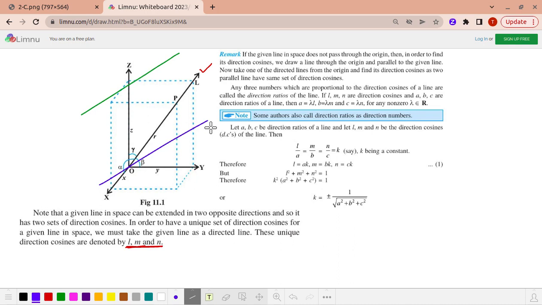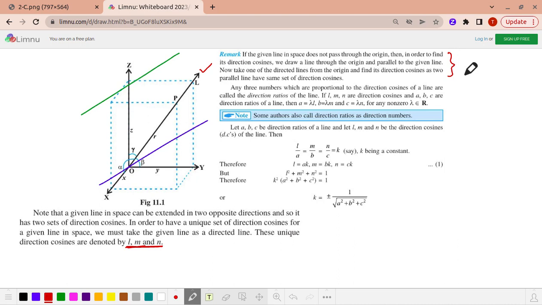Now we will find the direction cosines of the blue line, and that is going to be the direction cosines of the green line. Why? Because if the blue line makes angles alpha, beta, gamma with the x, y and z axis respectively, then the green line also makes the same angles alpha, beta, gamma with the x, y and z axis, because both these lines are parallel. This is the way we are going to find it, and that is mentioned in the remark section here, as you see. So let me read it out.